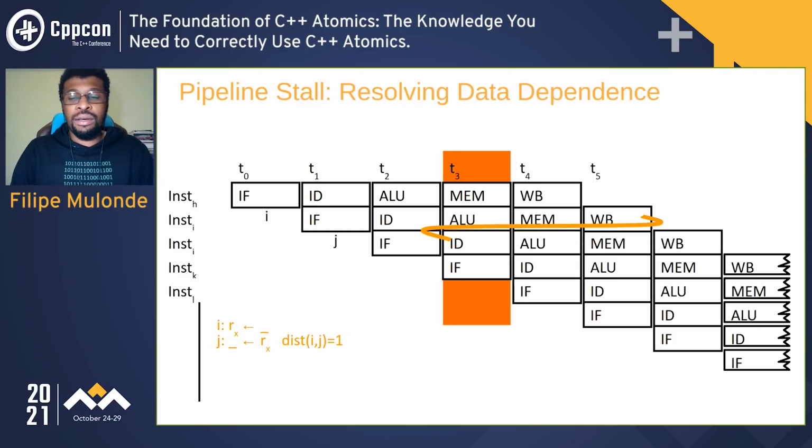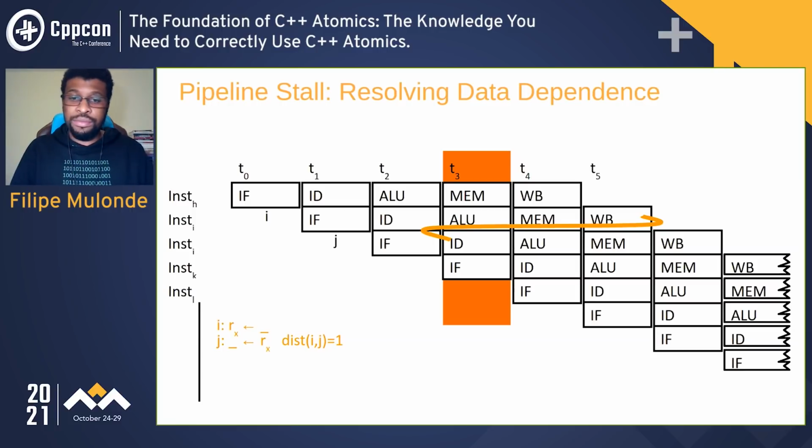Now, let's see how data dependencies stall a pipeline. At cycle 0, we fetch instruction A. At cycle 1, we move instruction A from the fetch stage to the decode stage, and we fetch instruction J. At cycle 2, we move instruction A to the execute or ALU stage, and we move instruction J to the decode stage. At cycle 3, we move instruction A to the memory stage, but we cannot move instruction J to the ALU or execute stage because instruction J depends on instruction A.